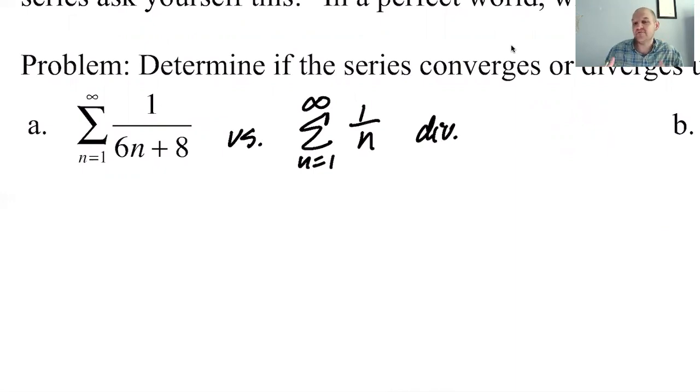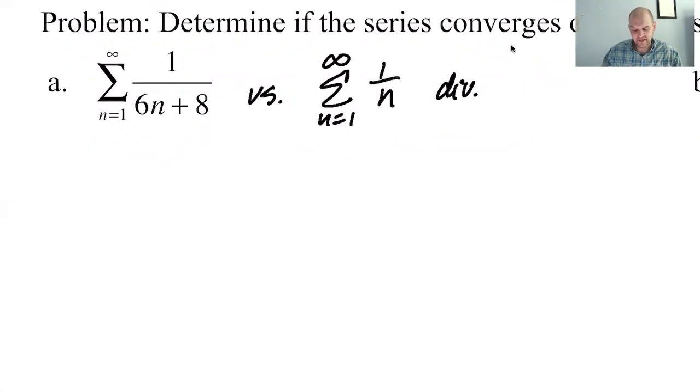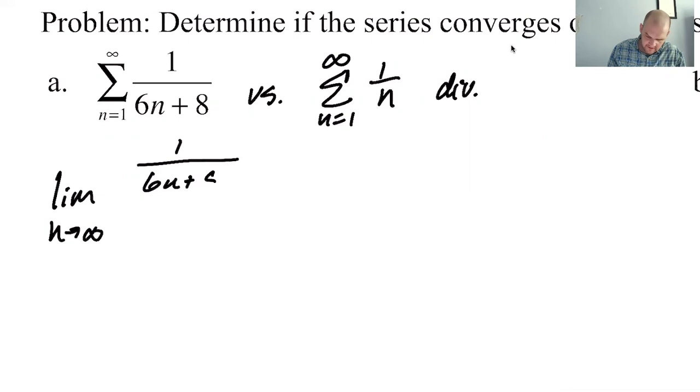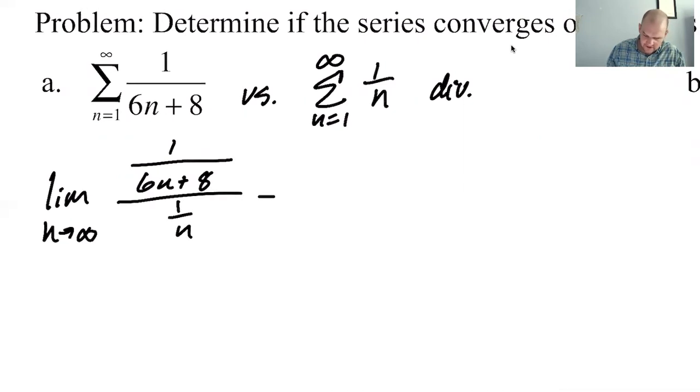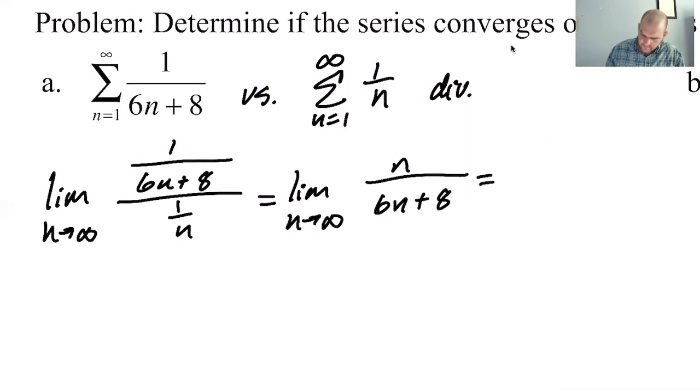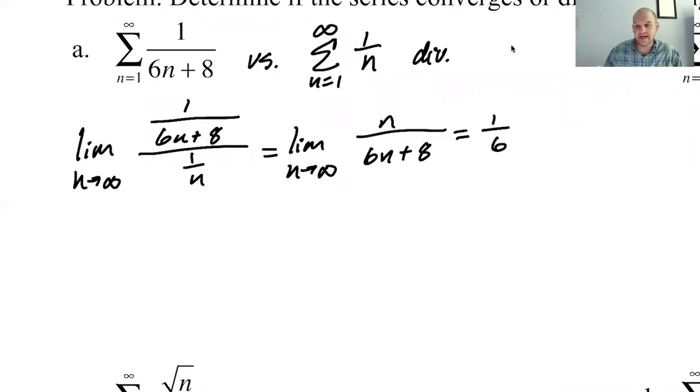And so if I take the limit and I get a positive finite, I know that the series I was given also diverges. So let's take a look at the limit as n approaches infinity of 1 over 6n plus 8 over 1 over n, which is, you can do this however you want, the limit as n goes to infinity of n over 6n plus 8, which is 1/6, which is positive finite.